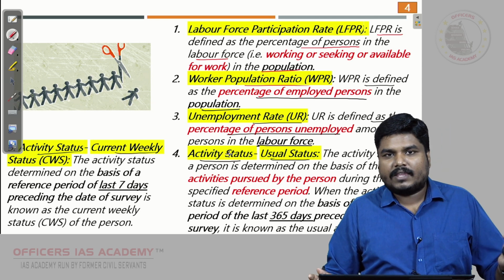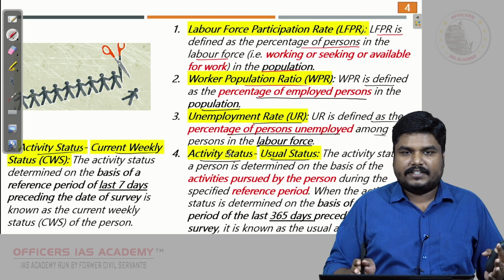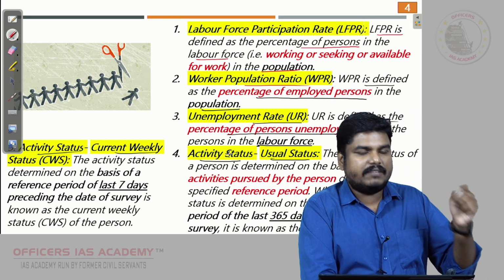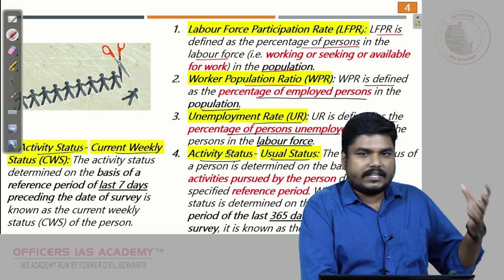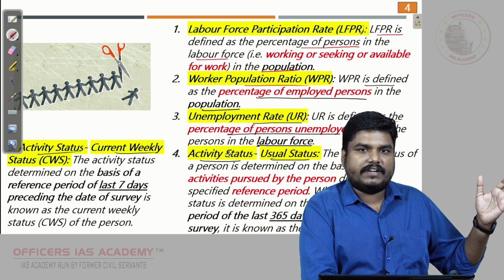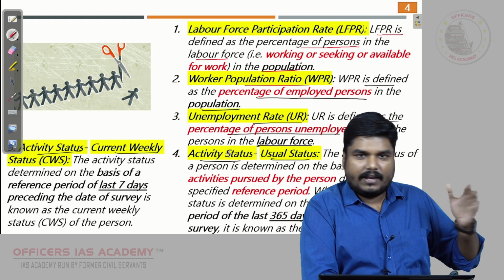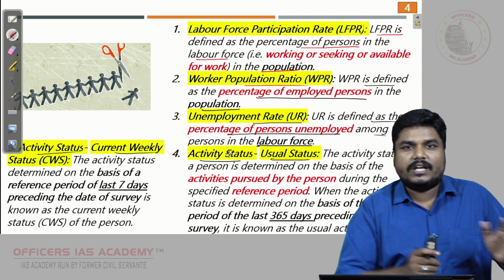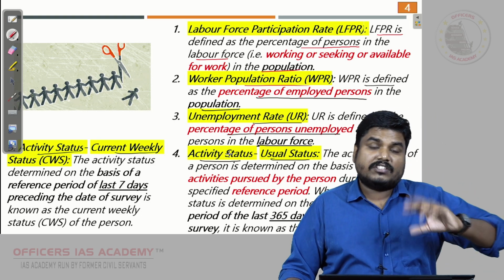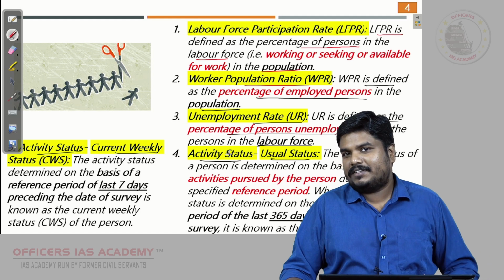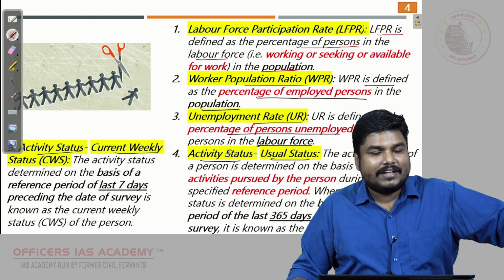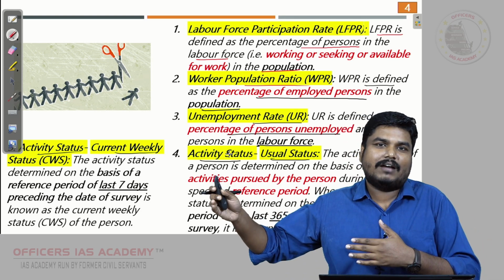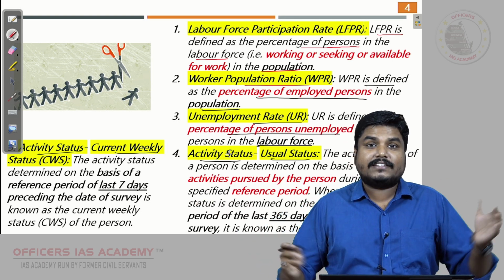Usual status means that in the last 365 days their activity information will be collected. Let us say in the last 365 days I was working in a company for 250 days. I was doing two different jobs, one primary job and one secondary job. I was working for 2 months, then I was unemployed for 1 month, then I got a job for 3 months. That status will be collected.